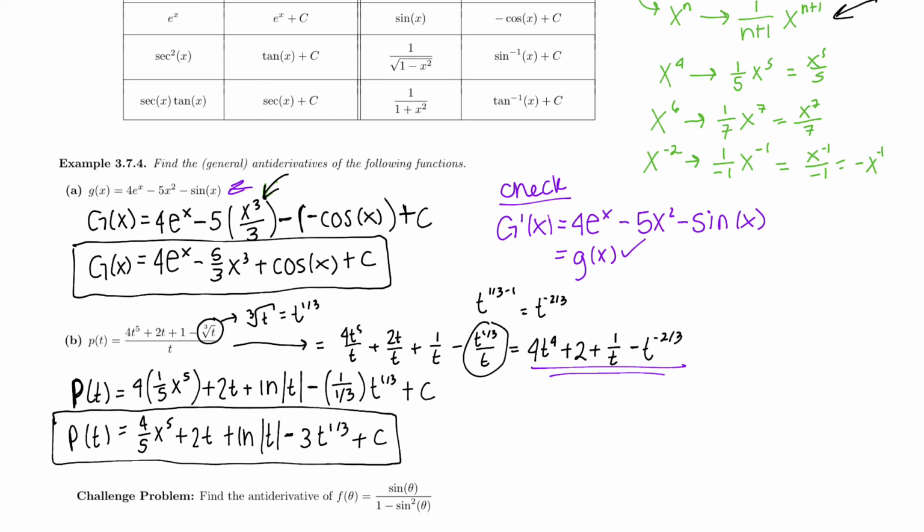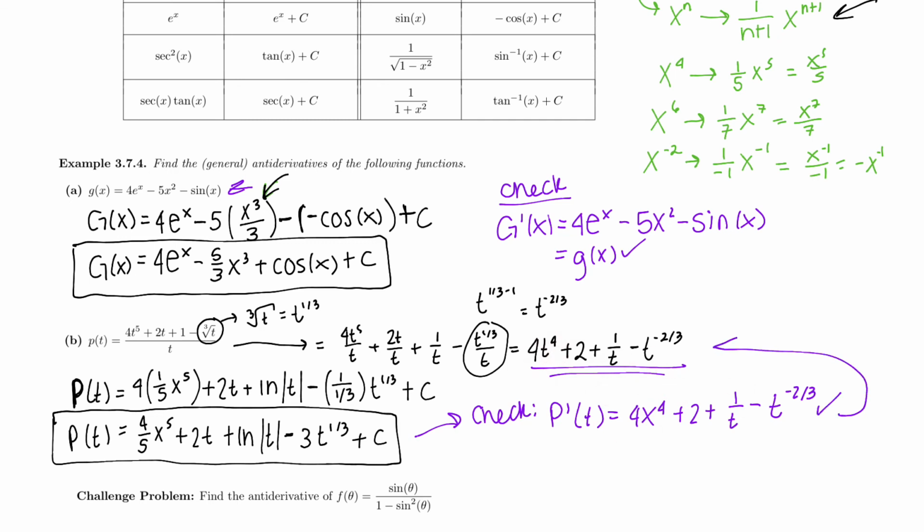And we can check that by taking the derivative. So 4/5 times 5, that's going to be 4. Oops, let's write this as p prime of t. So this would be 4x to the 4th plus 2 plus 1/t minus t to the negative 2/3. And that is the same as this one right here. So that is the correct antiderivative.